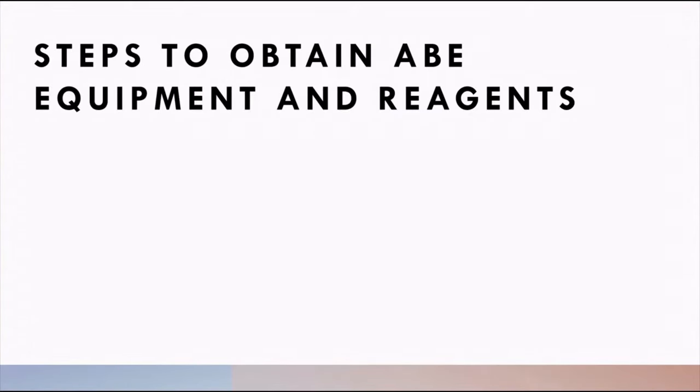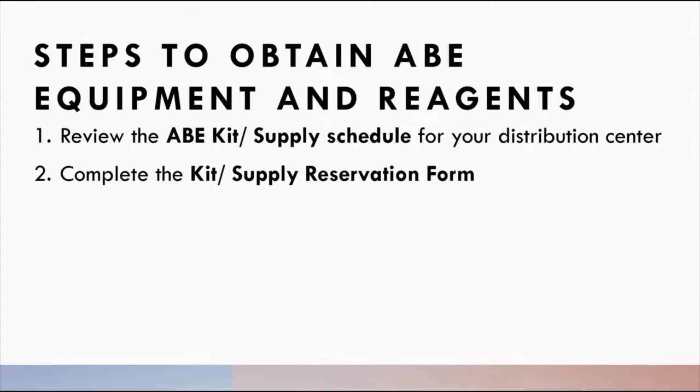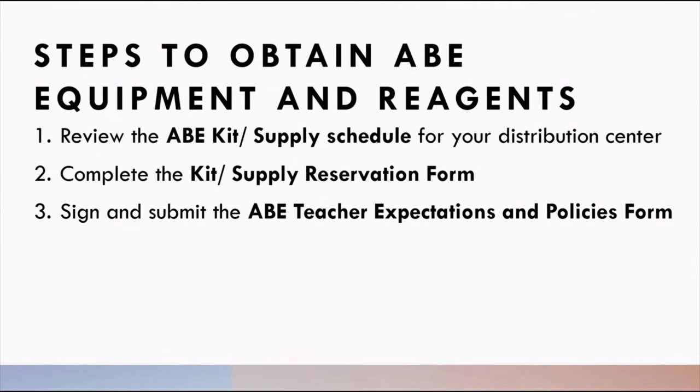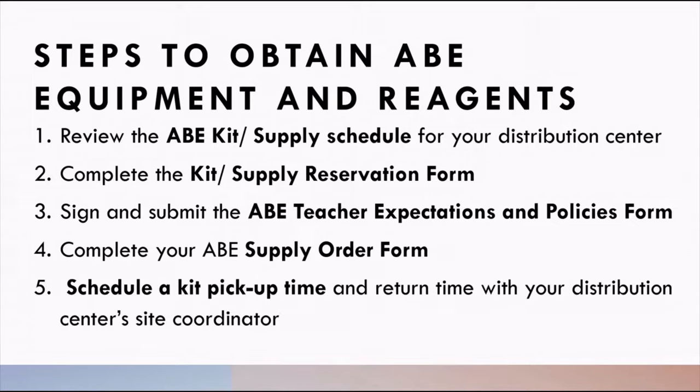There are 5 main steps to obtain ABE equipment and reagents. 1. Review the ABE kit supply schedule for your distribution center. 2. Complete the kit/supply reservation form. 3. Sign and submit the ABE teacher expectations and policies form. 4. Complete your ABE supply order form. And 5. Schedule a kit pickup time and return time.